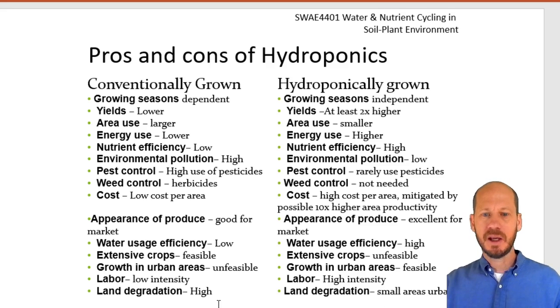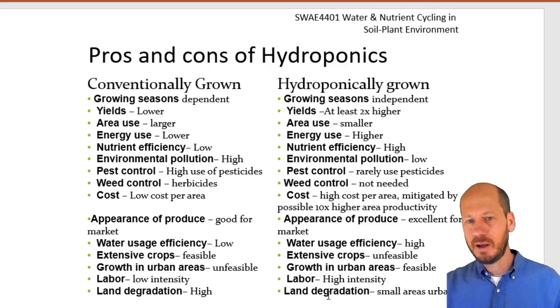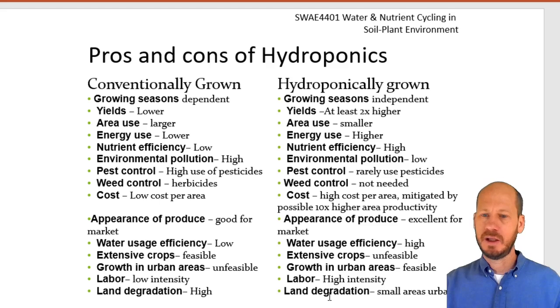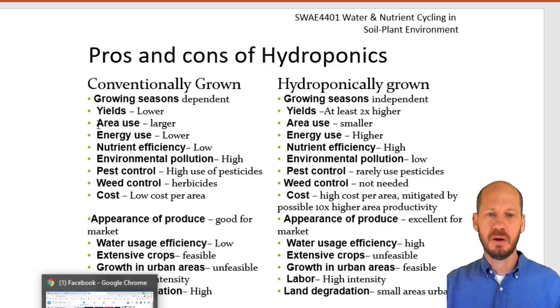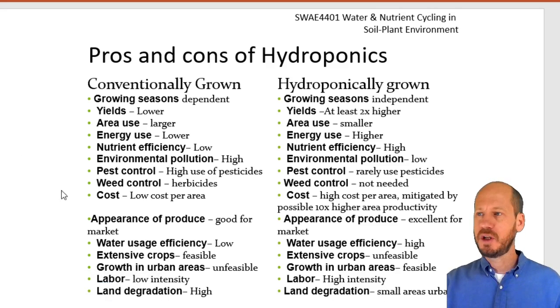So the land degradation in conventional farming is very high, whereas in hydroponics, it's very small and it's limited to the area usage by the construction of these sites. So this is all the pros and cons of hydroponics. And now I will talk to you a little bit more about the nutrient management on these farming systems, which is straightforward, like a Hoagland solution.